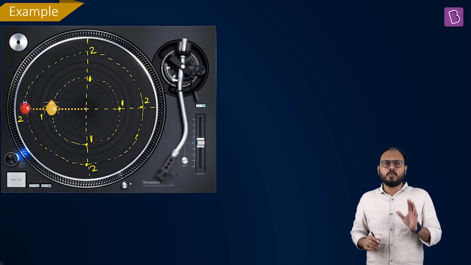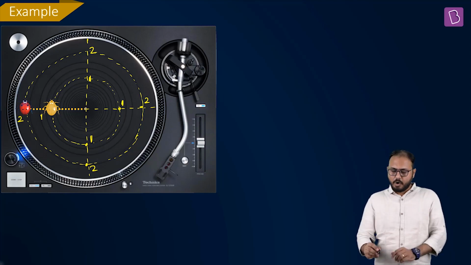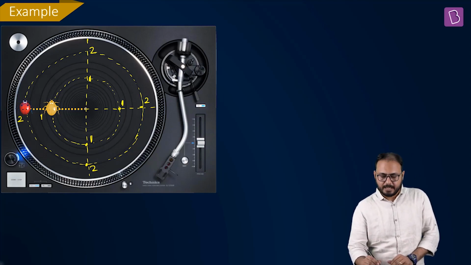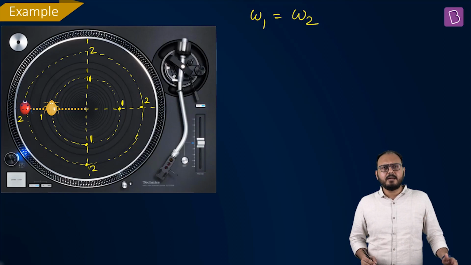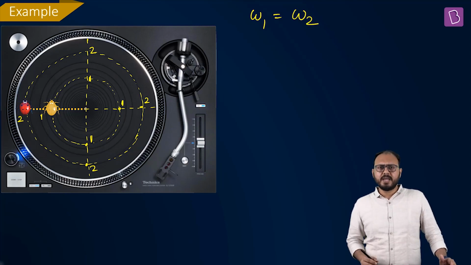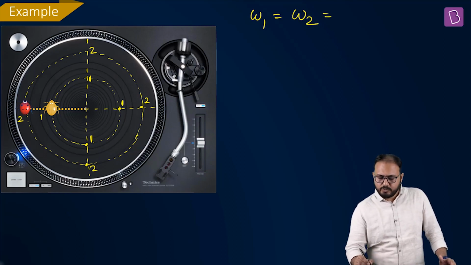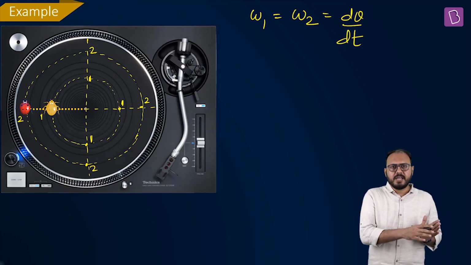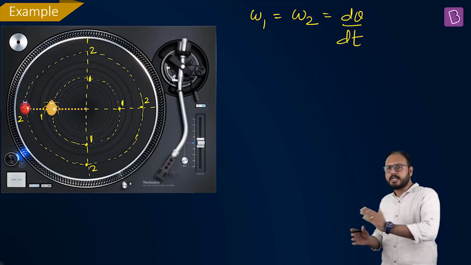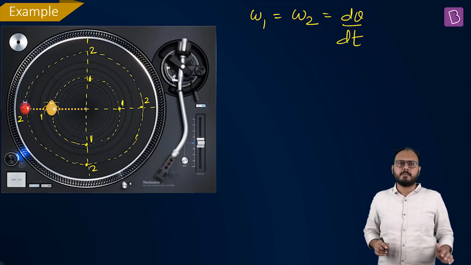And the disk has an omega. That means common omega. That means omega 1 should be equal to omega 2. The entire disk has the same omega. Omega 1 is equal to omega 2. That means they should sweep equal angles in equal time. Their d theta by dt is same. They are covering equal angles in equal time.